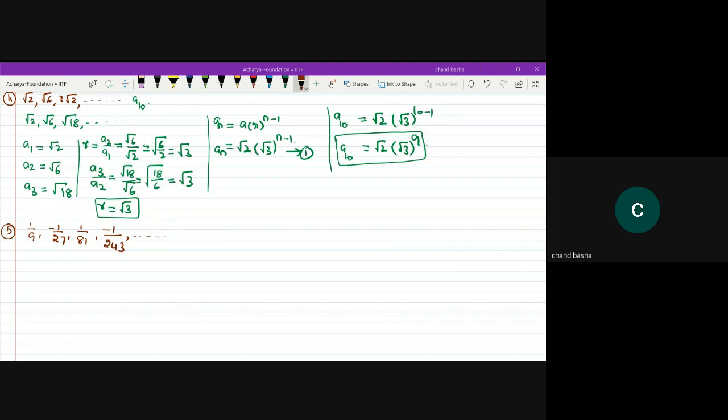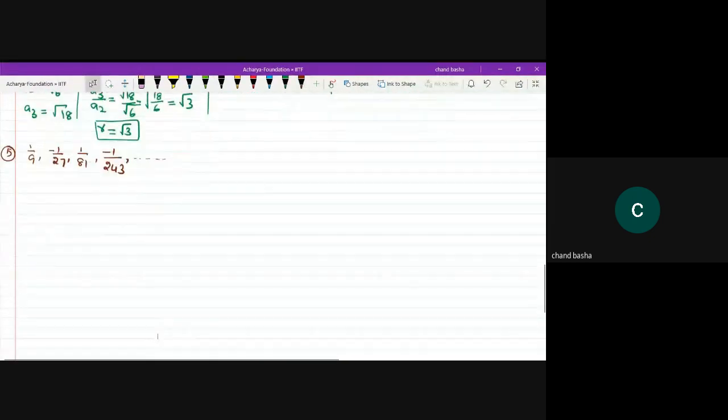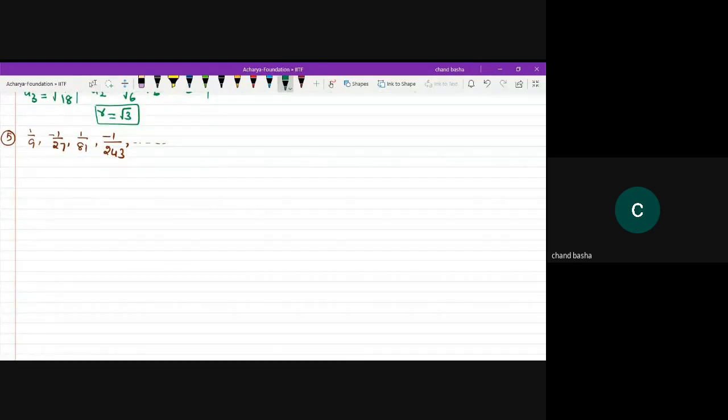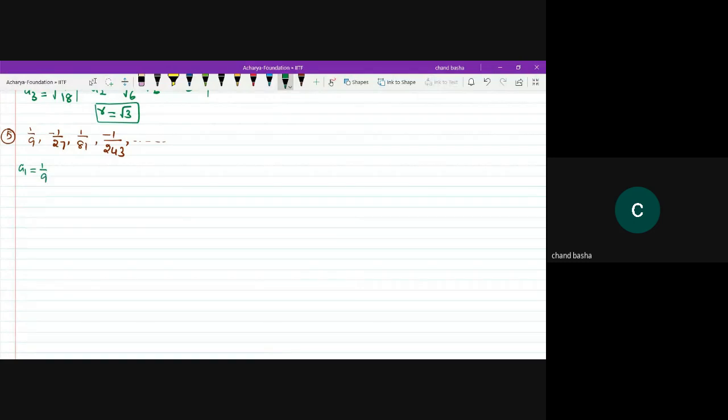Give me the total answer or anything what you have written. You go for the first term. A1 will be given to you. That is the first term, 1 divided by 9. A2, that is minus 1 divided by 27. A3, this is 1 divided by 81. A4, which is minus 1 divided by 243.